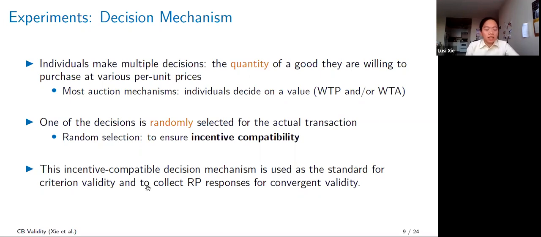And for this study, we use this incentive compatible decision mechanism as a criterion to assess criterion validity, and also use it to collect RP responses for convergent validity. Why we think it's a good way to collect RP responses is because people would usually think RP responses are incentive compatible.